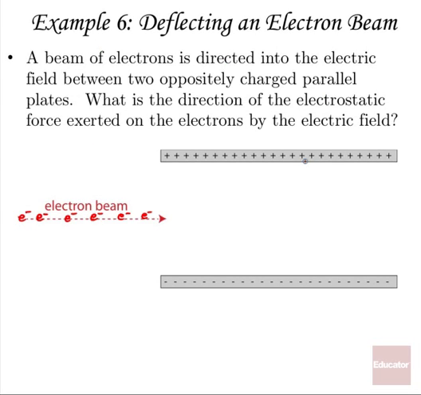Happen to our electron beam. If these are negative charges, they're going to get attracted by this side, so we're going to have a force that way due to attraction here, and they're going to be repelled by the negatives here, so we'll have a force that way. So our net force, both of these are going up, is going to deflect it up. So we have a net force upwards.